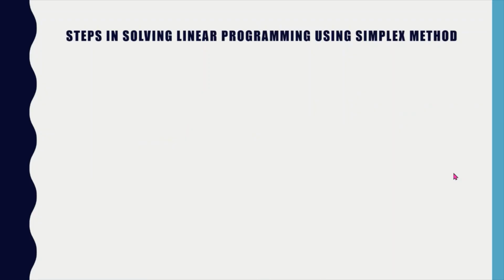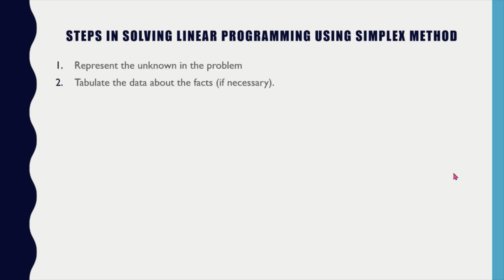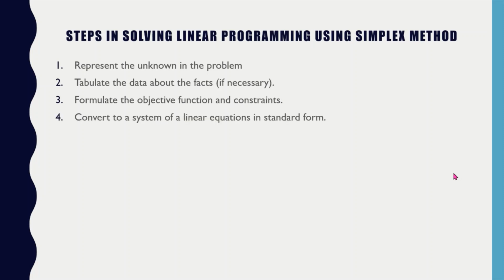These are the steps in solving linear programming using the Simplex method. First, represent the unknown in the problem. Second, tabulate the data about the facts if necessary. Third, formulate the objective function and constraints. Fourth, convert to a system of linear equations in standard form from your equations in step 3. Step 5, set up the initial table. Step 6, select the pivot column. Step 7, select the pivot row.